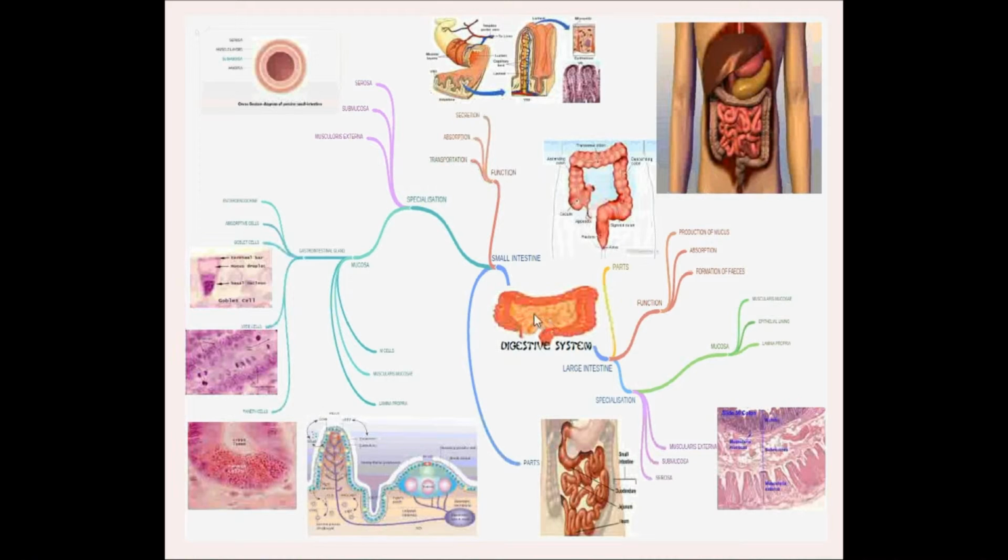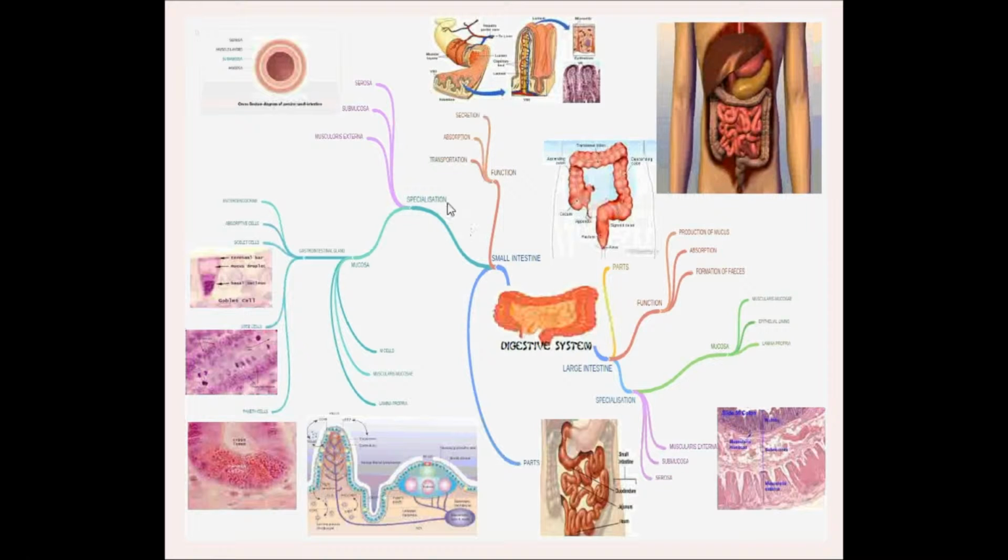In our digestive system, we have the small intestine and large intestine. The main function of the small intestine is to transport food from the stomach to the large intestine, to absorb final products of digestion into blood and lymph vessels, and also to secrete certain gastrointestinal hormones.